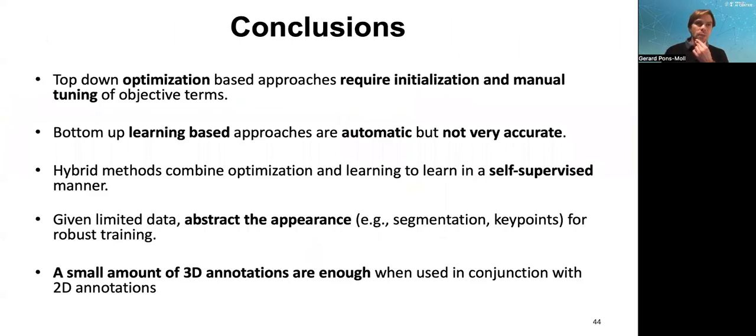All right, so this comes to the conclusion. We've seen that top-down and optimization are basically used in this context equivalently. Top-down optimization approaches require initialization and manual tuning of objective parameters and objective terms. Bottom-up learning approaches are automatic, but they are not very accurate, or they do not align with the image so well. And we have hybrid approaches that combine optimization and learning in order to learn in a self-supervised manner without so many 3D labels, which are difficult to obtain.